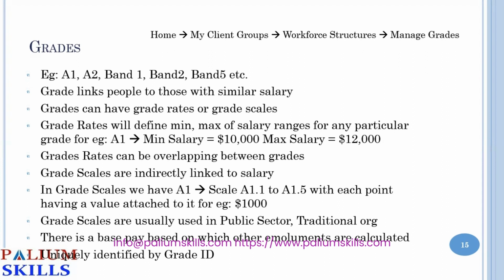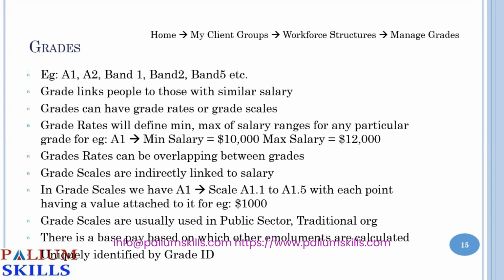For example, A1, minimum salary is 10,000. Maximum salary is 12,000. Grade rates can be overlapping between grades. Grade scales are indirectly linked to salary. So you have primarily two types, grade rates or grade scales. Grade rates are min, max. Grade scales, on the other hand, are indirectly linked to salary.